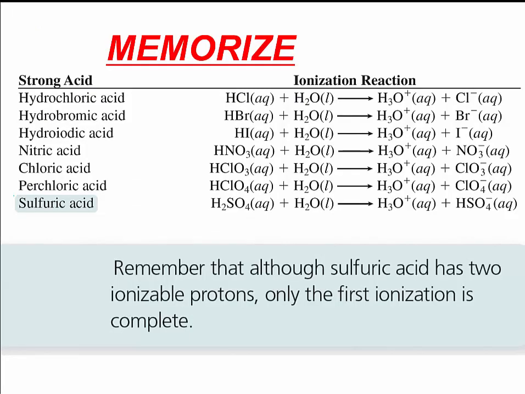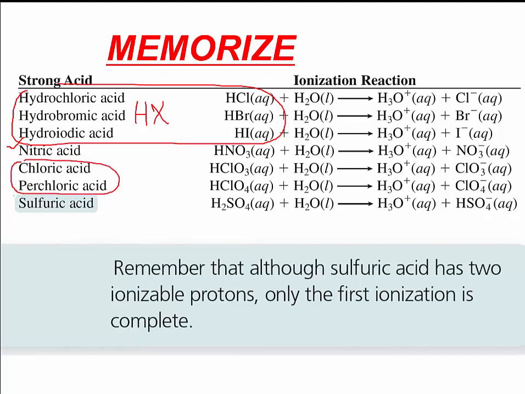Here's something that I want you to memorize. This is our list of strong acids. These are the ones that are going to completely dissociate, and there's not that many of them. All right, so up here we've got hydrochloric, hydrobromic, hydroiodic acid. These three together are going to be the hydrohalic acids, HX. Then we've got nitric, chloric, and perchloric. Those kind of go together.